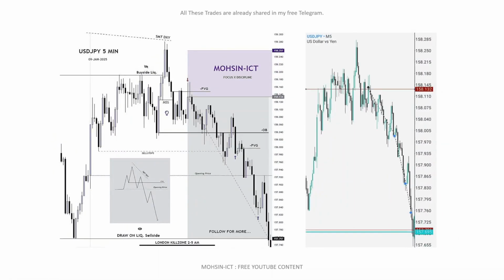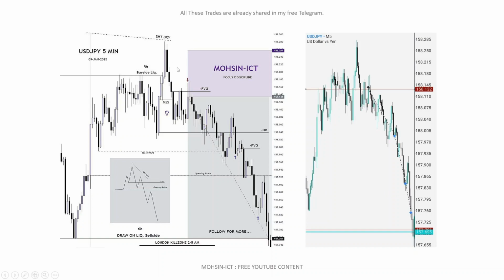Next example, this is dollar yen 5 minute chart. You can see once again we have taken some buy side liquidity, equal highs right here. We have draw on liquidity as sell side. It's a beautiful schematic once again, in which I highlight the SMT, as SMT is the only reason I took this trade right here. Price has failed to take the high on JPY, but DXY took that high with the swing.